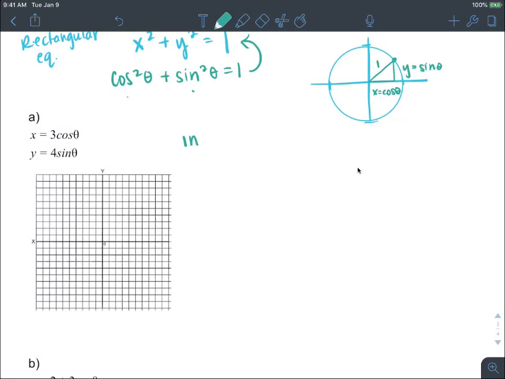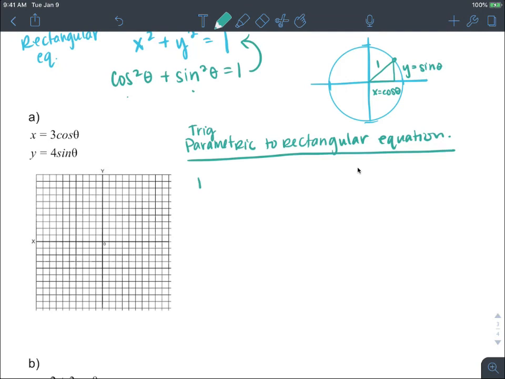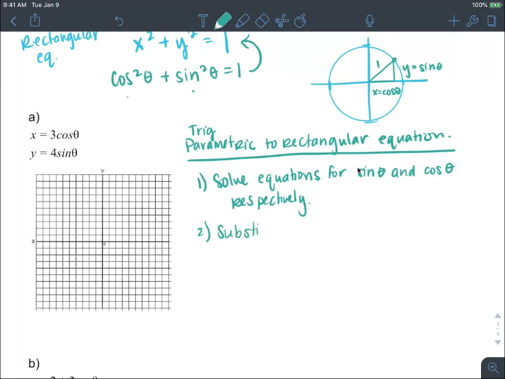So we're going to call this trig parametric to rectangular, so eliminating the trig variable. Step 1: solve the equations for sine theta and cosine theta, respectively. Step 2: substitute into, we're going to substitute that into cosine squared theta plus sine squared theta is equal to 1.